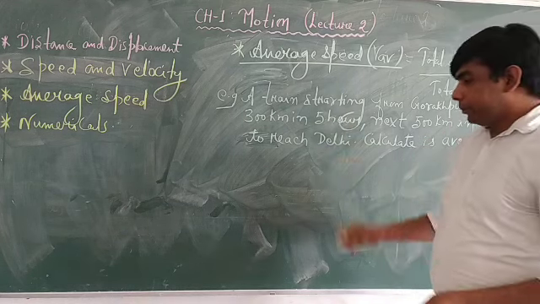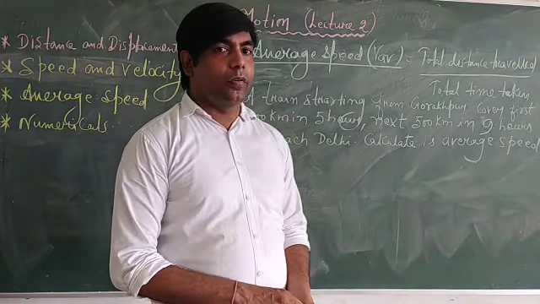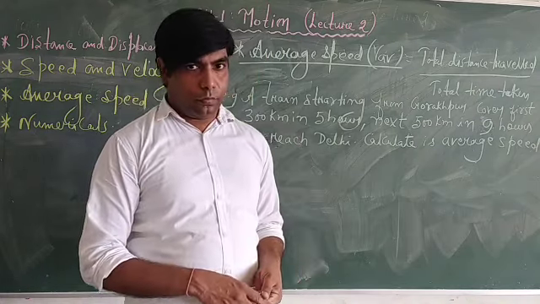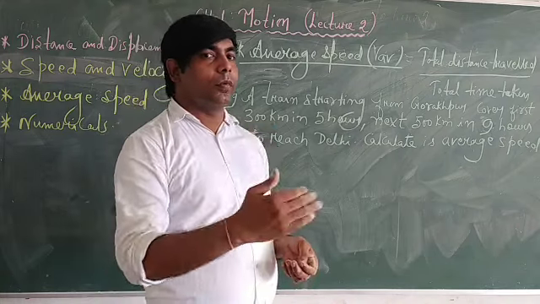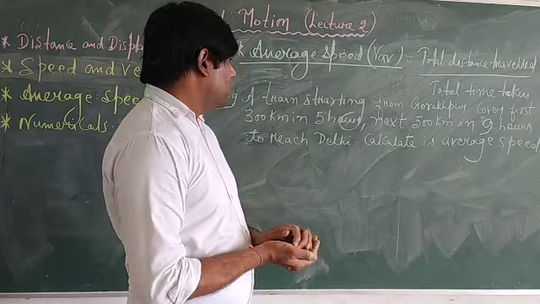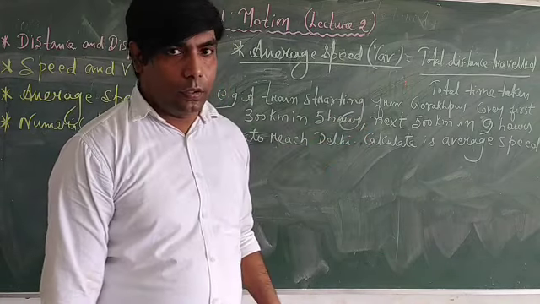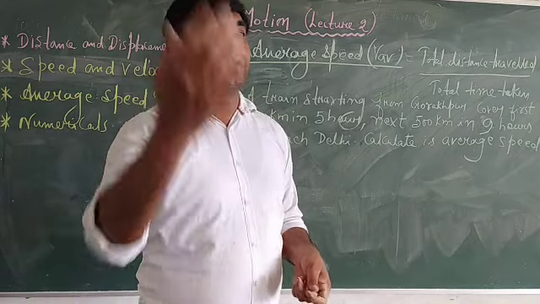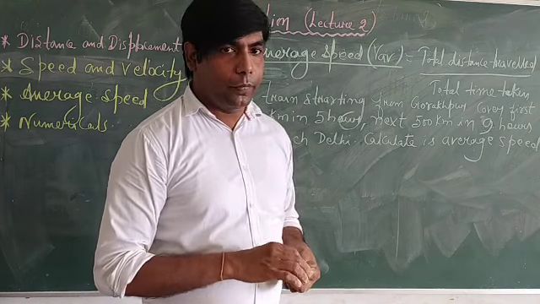For example, a train is starting from Gorakhpur and it covers the first 300 km in 5 hours, and the next 500 km in 9 hours, and reaches Delhi. You are asked what is the average speed of the train when it is going from Gorakhpur to Delhi. It is defined as total distance divided by total time.